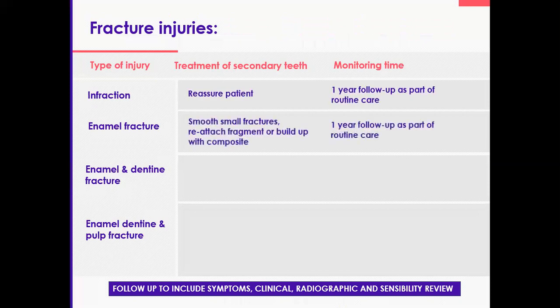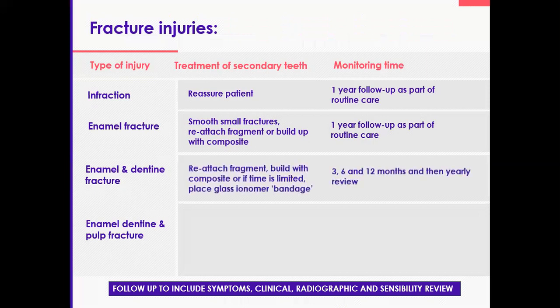In enamel fractures, smooth down small chips or reattach fragments if you've got any, or build up with composite and review annually. In enamel dentine fractures, similar to enamel fractures, smooth small chips, reattach or build up depending on what you've been presented with, really, and if you've got the fragment. And review in 3, 6, and 12 months, and then annually.